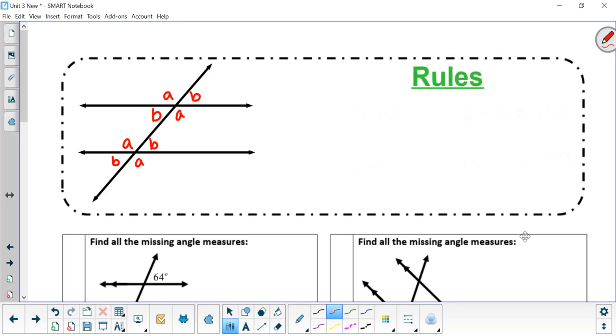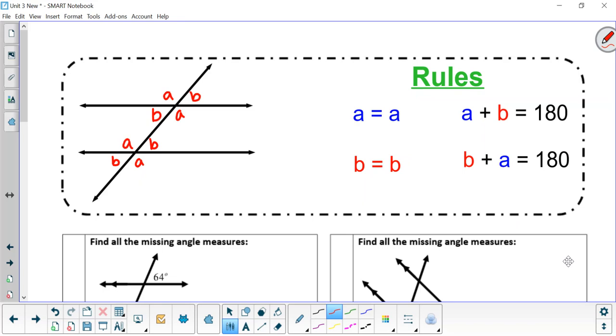There are rules that go with this. One of them is that your A is always going to equal your A. Your B is always going to equal B. And then if we have an A plus B, they equal 180. And a B plus A also equals 180. So again, pause the video, make sure you get this down in your notes.